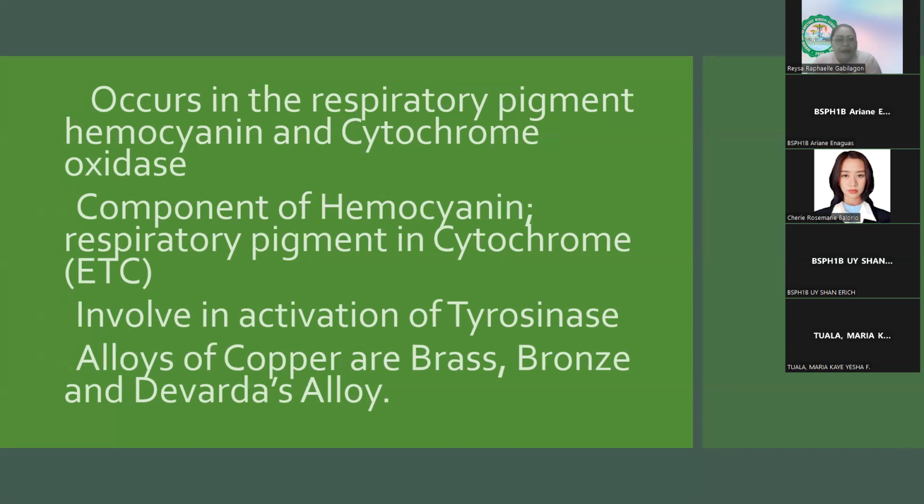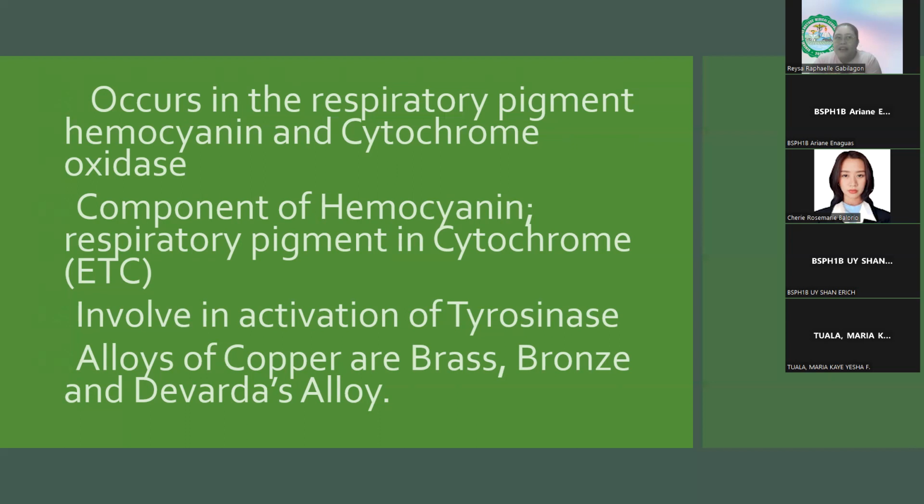Okay? Now, in the human body, sabi ko kanina, we can only see copper in small amounts. So, it's really found in the body, for example, in our respiratory pigment called hemocyanin. Kasi nga, di ba, partner sila with our iron. And then at the same time, we can see copper in cytochrome oxidase. Now, most likely, class, if the word ends with ACE or ASE, it's an enzyme. Okay? The enzyme is a biological catalyst.